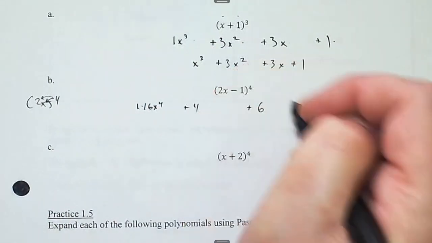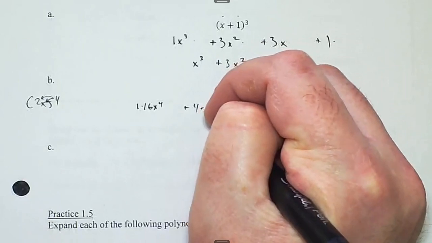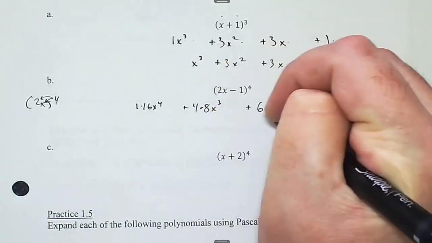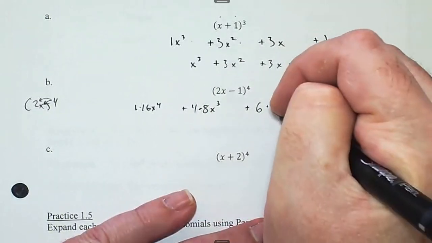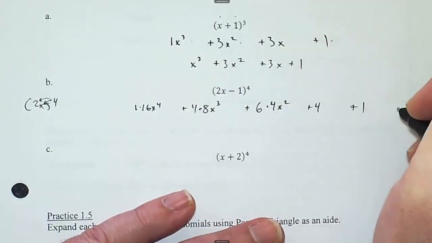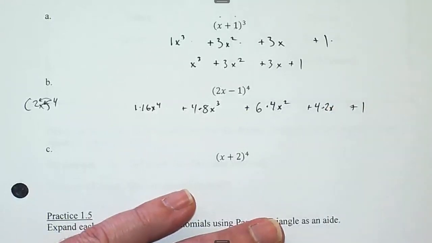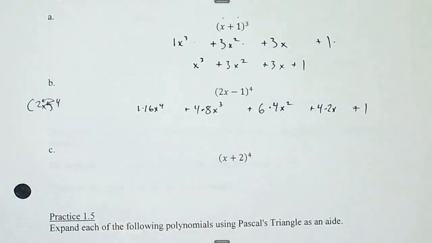Now we do the third power. 2 to the third is 8. Notice I'm timesing. 8x to the third. 2 to the second is 4, so it's times 4x to the second. 2x to the first is just times 2x. And then 2x to the 0 is just a 1.